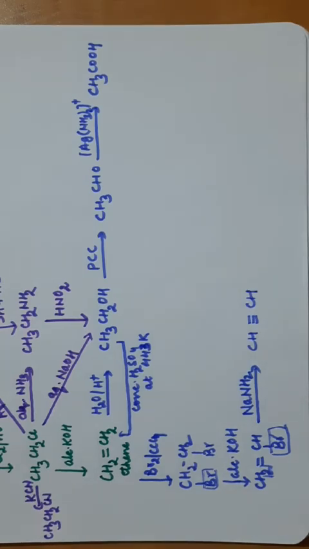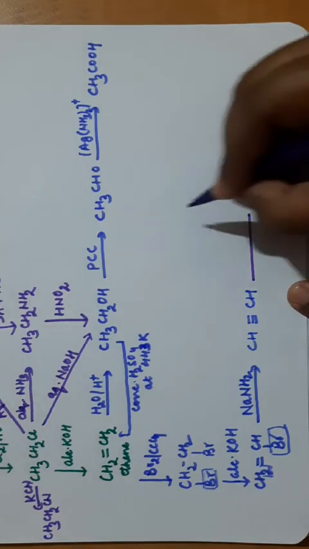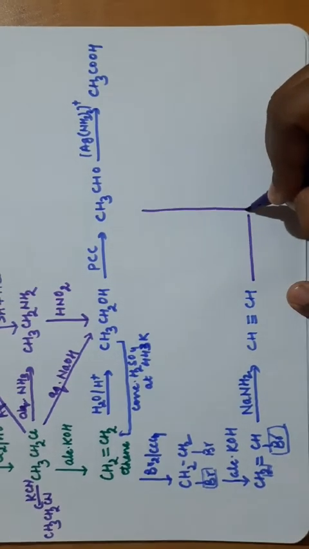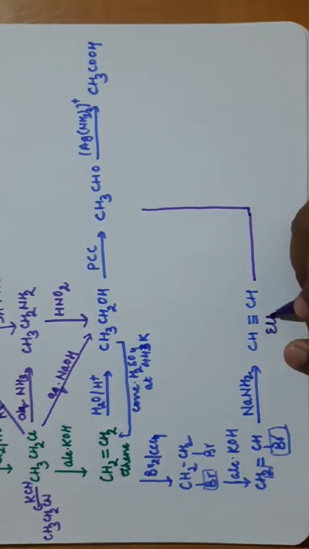Now do you know what is the relation between an alkyne and an aldehyde or ketones? The relation between alkynes and carbonyl compounds. Alkynes can be converted into carbonyl compounds by hydration in presence of sulfuric acid and mercuric sulfate. So we will do the hydration here, and since we have started with 2 carbon alkene, we will get ethyne.